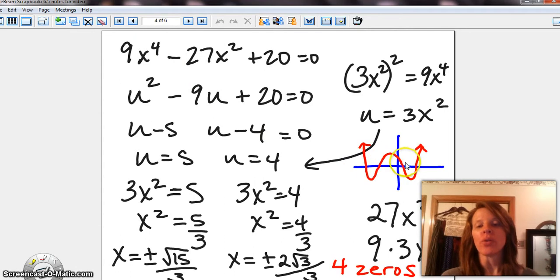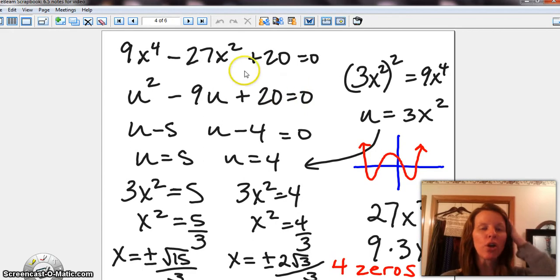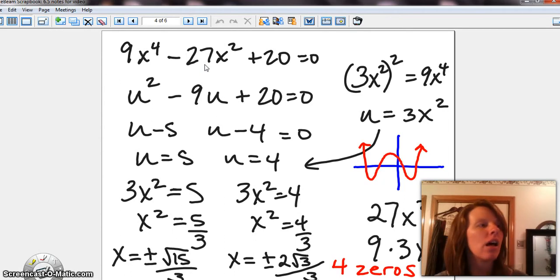So 1, 2, 3, 4 times it could cross the x-axis, meaning I'll have 4 solutions. So maybe at the end I'll have 4 solutions, so that would be a check for us. If I look in my middle term, is there any part of 27x squared that will give me 9x to the 4th? Well, think of what are factors of 27. You can divide, it's 3 times 9. I think those are the only things I can come up with.